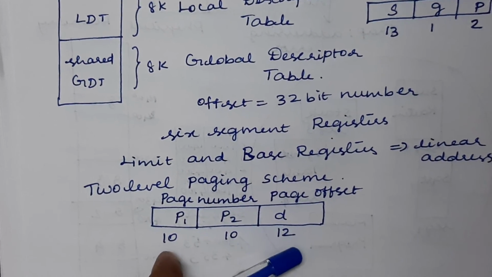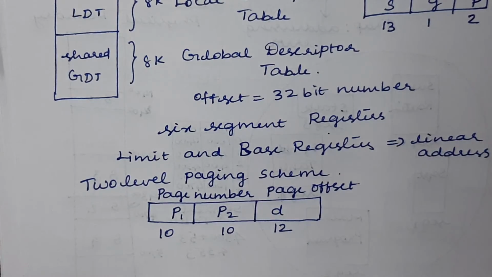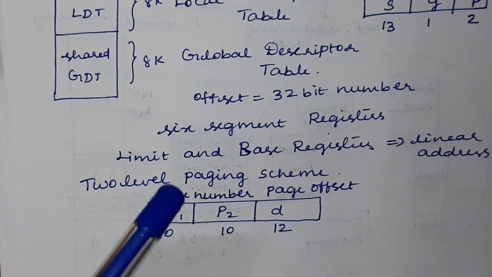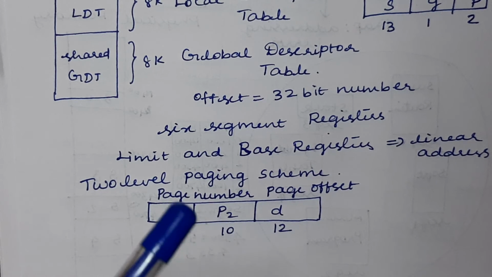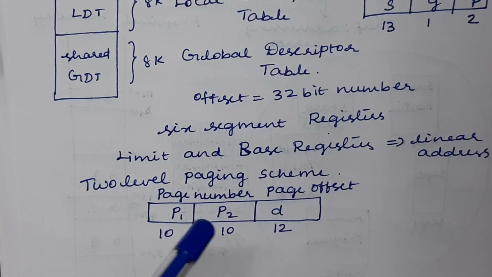And here, what kind of paging structure are we going to follow in this method? Particularly in this architecture, we are following the two-level paging scheme. Two-level comes under the multi-level paging structure, isn't it? So it actually consists of two levels.